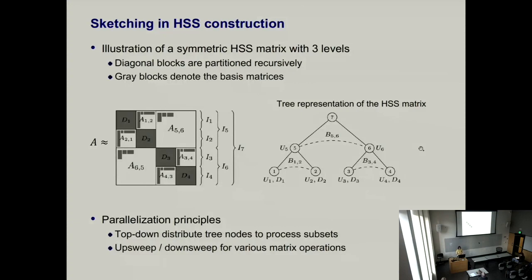HPC is a big part of our work, but I don't have time to go into detail on how this parallel implementation is done. Conceptually, you can think of this tree structure as giving you a nice tool to organize your parallel multiple nodes. In the beginning, I have 100 nodes all working on the root, and then half of them, 50-50, split to each part, and then 25-25, like that. That's how the parallel algorithm goes.